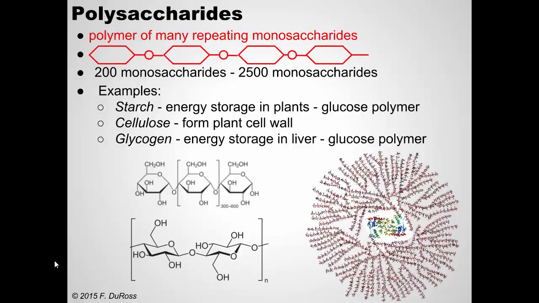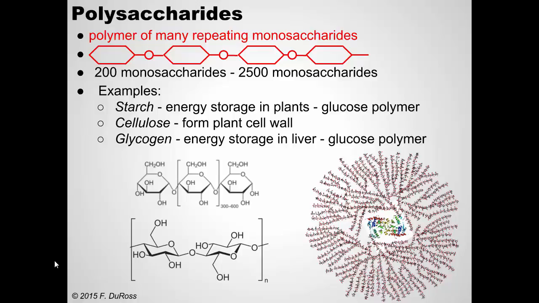And so if we were to draw a polysaccharide, we draw sort of like this. What does each hexagon indicate? A monosaccharide. And they're connected and bonded with an oxygen atom between them. So the three that you should be familiar with are starch, cellulose, and glycogen.